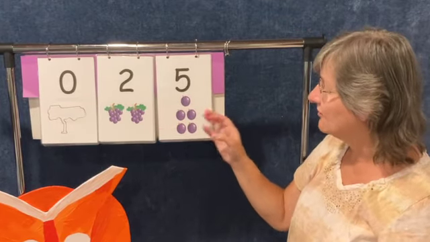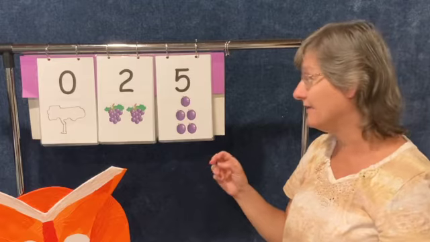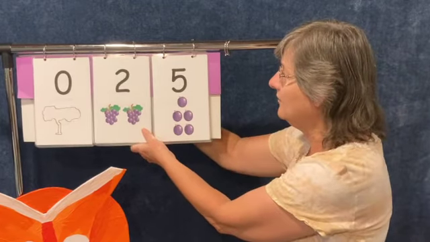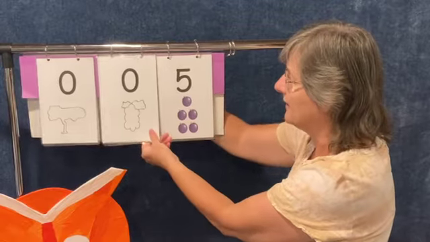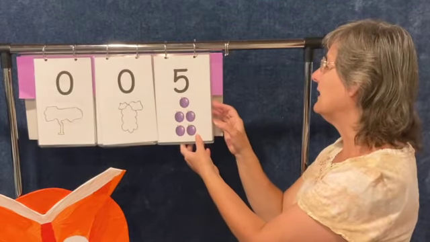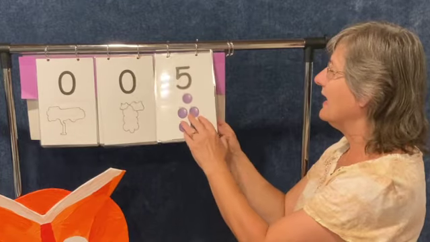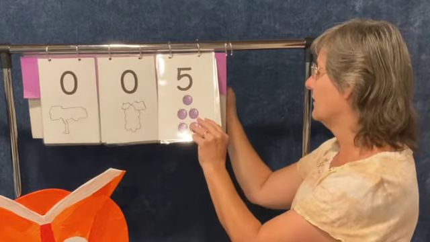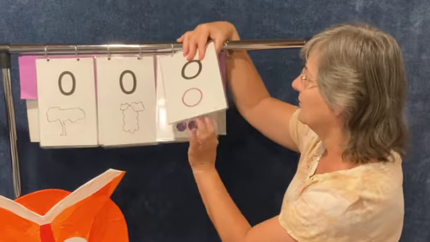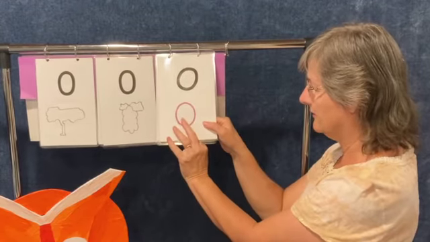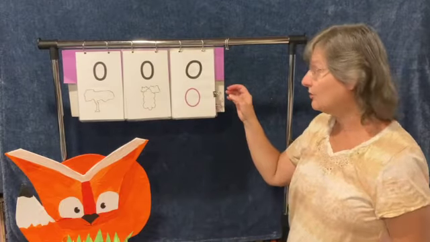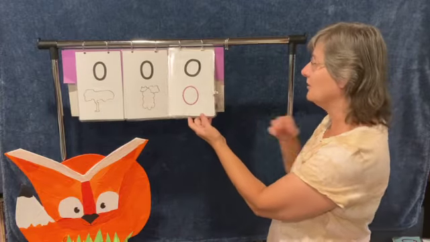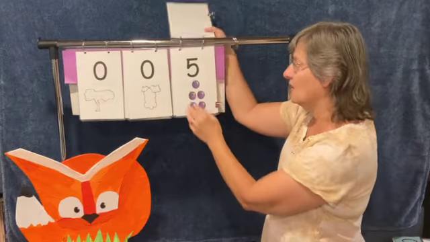Another thing this is good for is learning how to count by fives. To count by fives, you'd come back here to your 0. You would get a paper clip and you would clip these together, your 0s and your 5s.